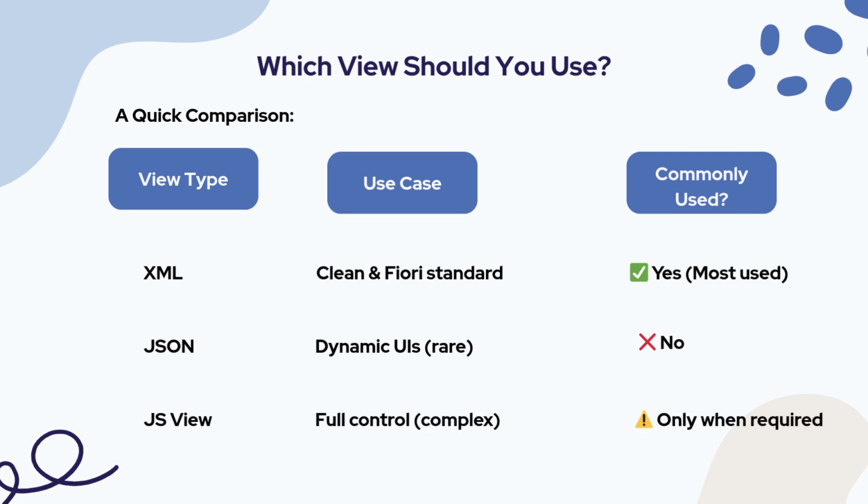Now, the third is JavaScript view. JS views give you total control, but they are a bit messy because your UI and logic are written in the same file. It becomes hard to manage in big projects. So the final suggestion is always go with XML views unless there is a very special reason to use JSON or JS. And don't worry, in upcoming videos we'll use XML views step by step to build real SAP UI5 apps.